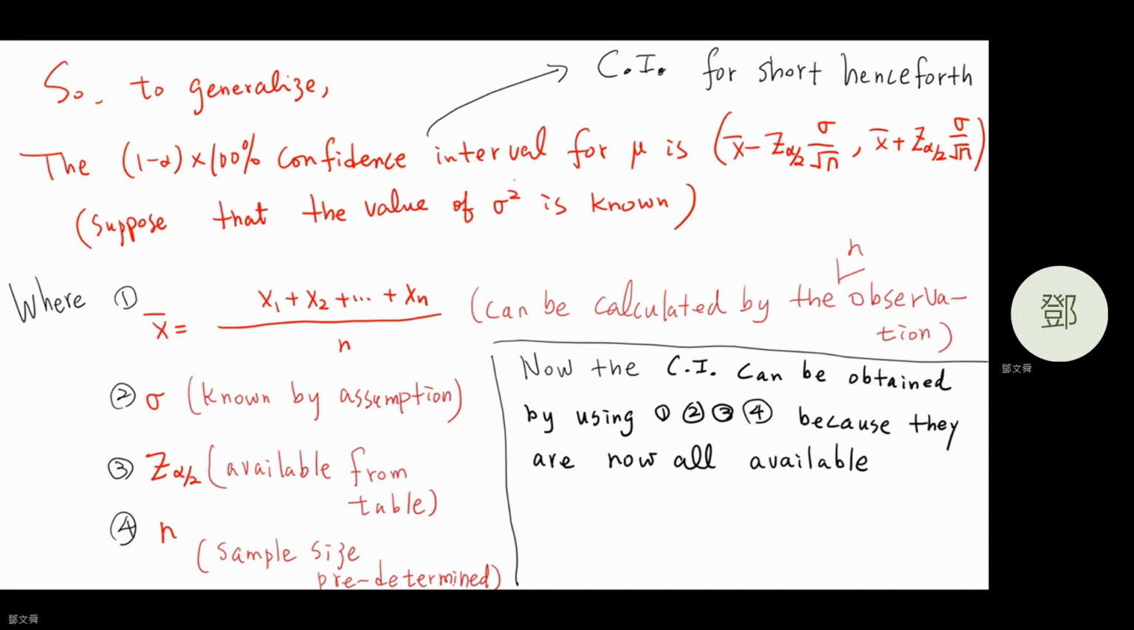Very good. This is known by assumption. This is available from data. You always have data if you can draw at random. It is always available. And this is available from the data, and this is the sample size, which is predetermined by you, by the investigator. And then this assumption is very questionable.